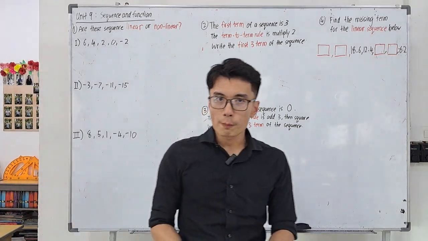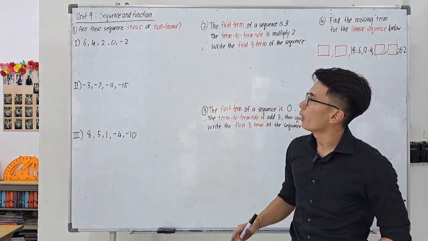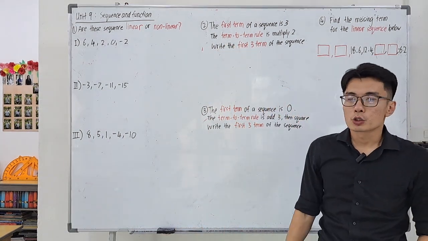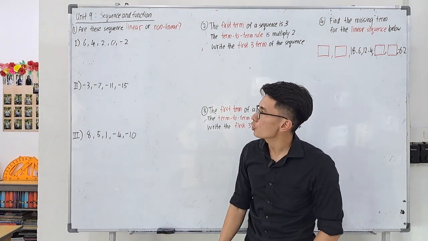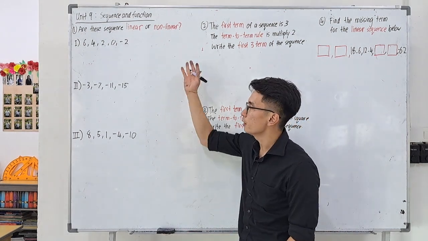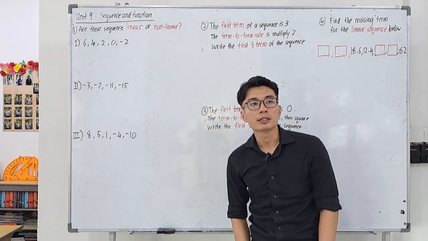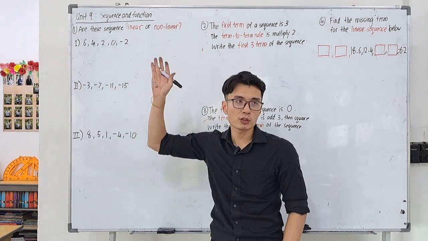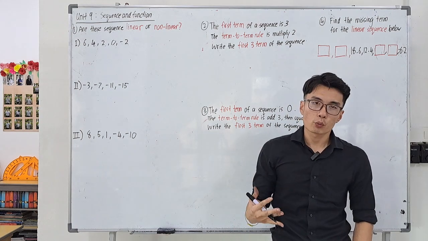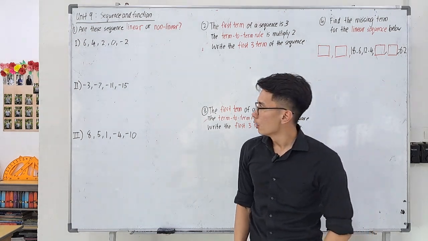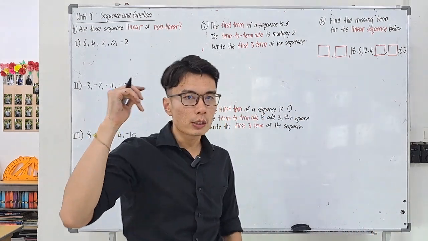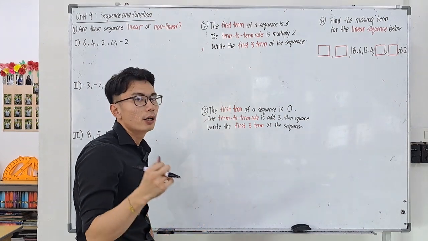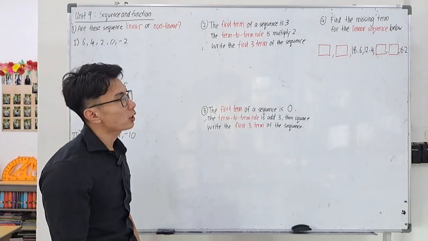Okay, so for our topic today, we are going to talk about a sequence. In this class, I will be teaching you how to identify whether the sequence is linear or non-linear. Basically, a sequence is just an arrangement of numbers with a certain pattern, so we call them a sequence. So let's go back to this topic over here. How do we identify a linear or non-linear sequence?